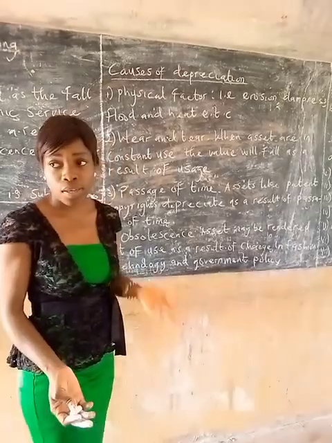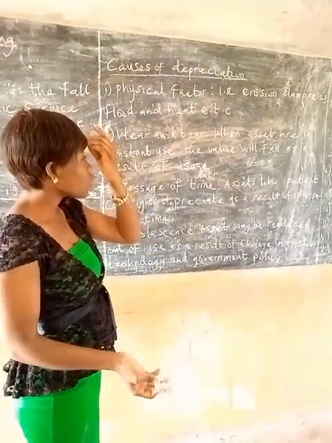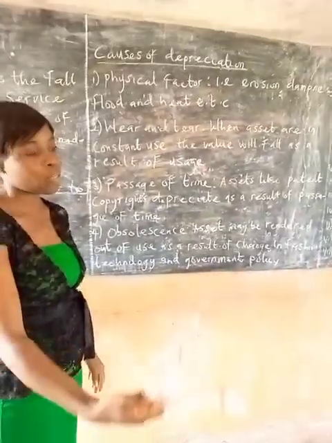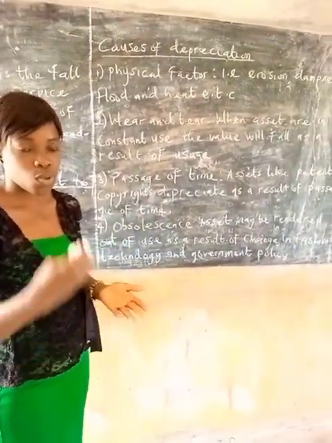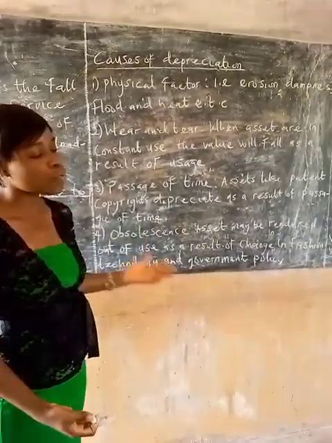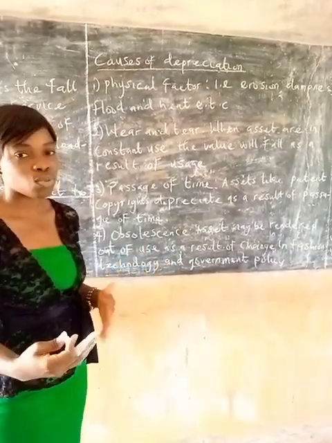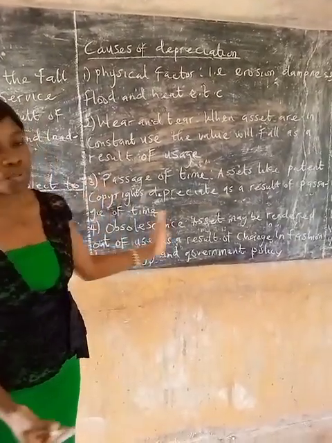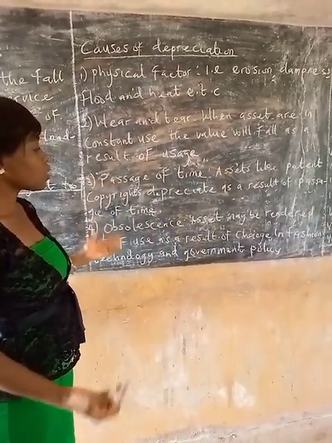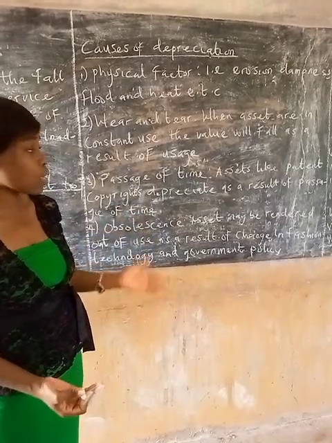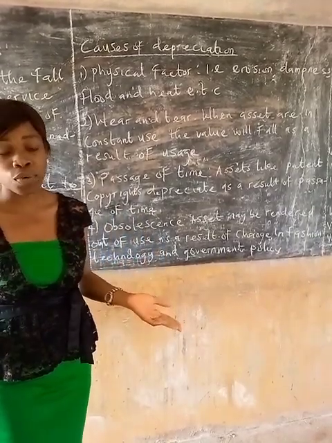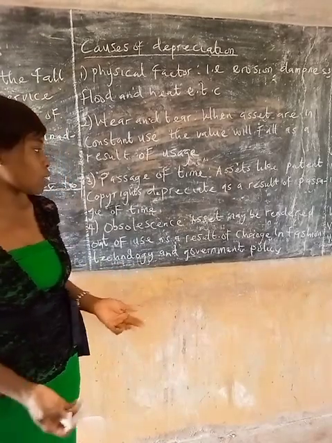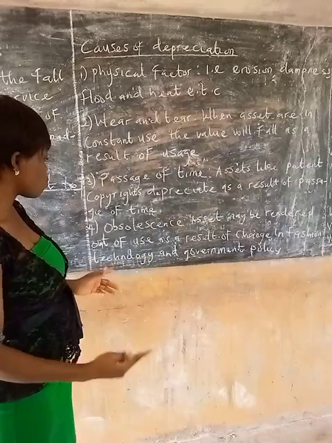Then we have wear and tear too. When an asset is being used constantly over time, some part of it will be getting rotten or probably it would need to be exchanged. So that's the case of wear and tear. Then we have passage of time. Assets like patent rights and copyrights depreciate as a result of passage of time if they are not invoked again. So when time has passed over it, that can cause an asset to be depreciated.